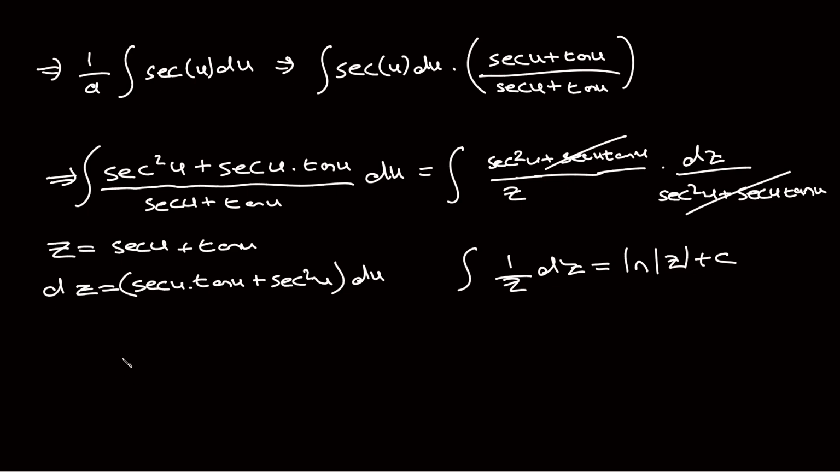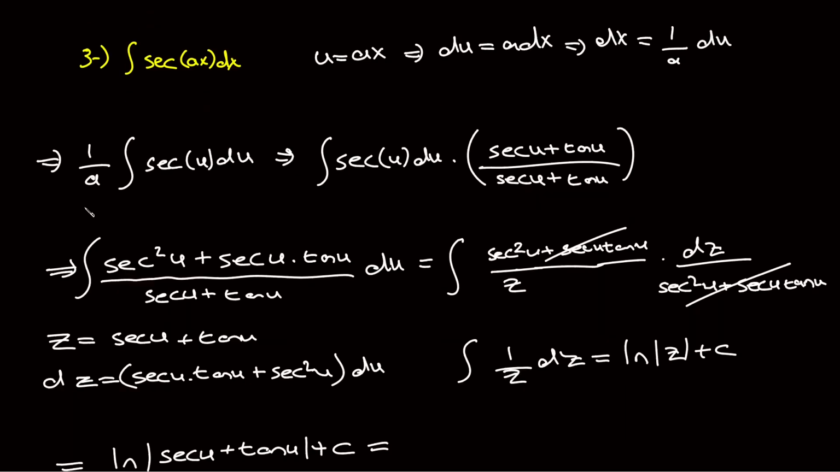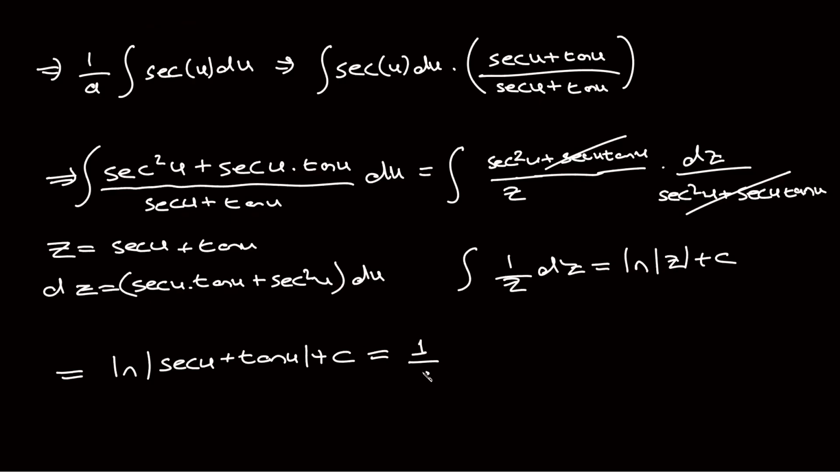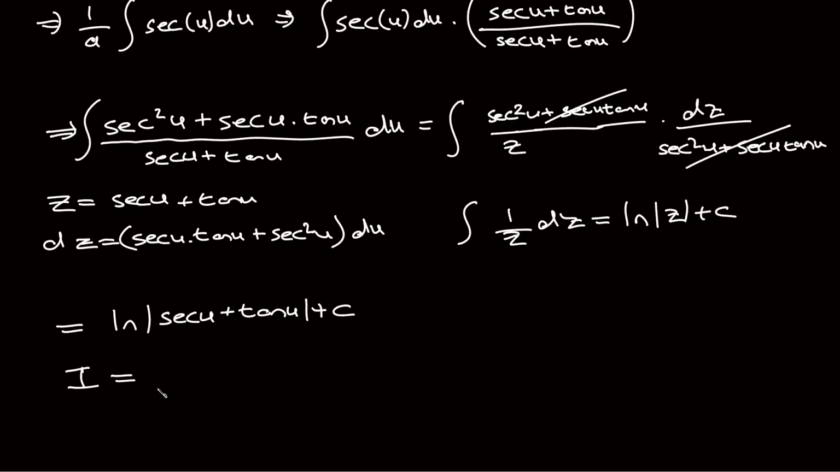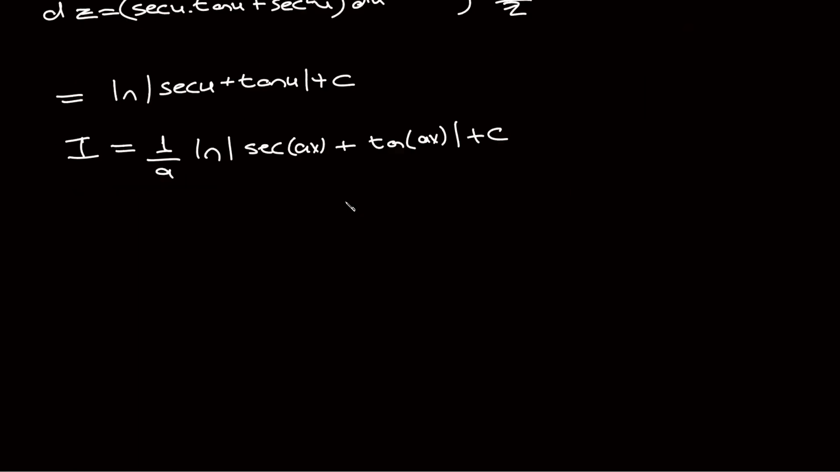What is z? z is equal to secant u plus tangent u, so ln absolute value of secant u plus tan u plus c, but it's not over because u is also a substitution, which is equal to ax, and we should not forget 1 over a. So the integral I is equal to 1 over a ln absolute value of secant of ax plus tangent of ax plus c. Okay, that was our last example.